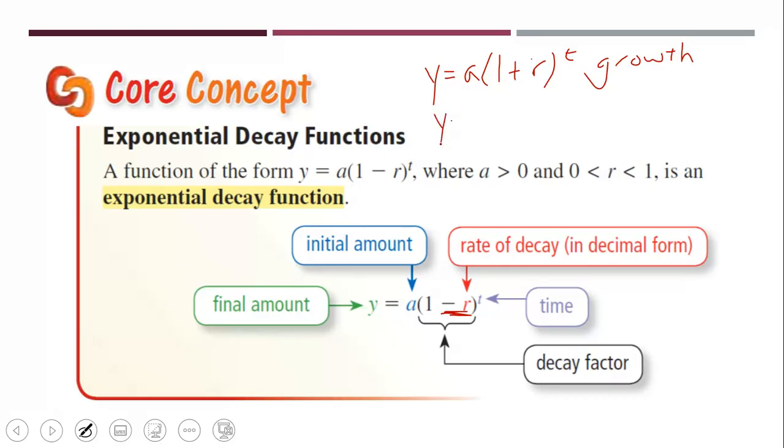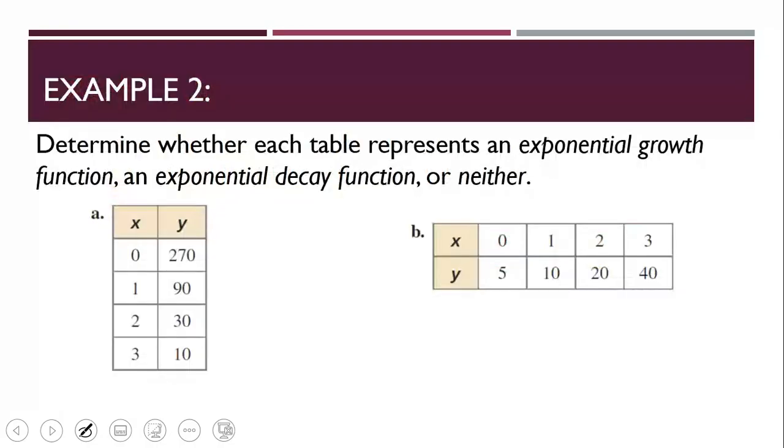Now decay, remember, as we see down below, is 1 minus r to the t. So when we have a factor that's above 1, it's a growth function. Below 1 is going to be a decay function. Same things though. A is your initial amount, t is your time, okay, y is your final amount. So let's take a look.